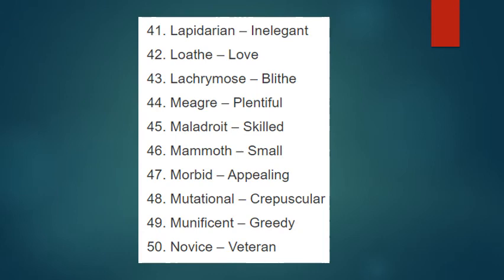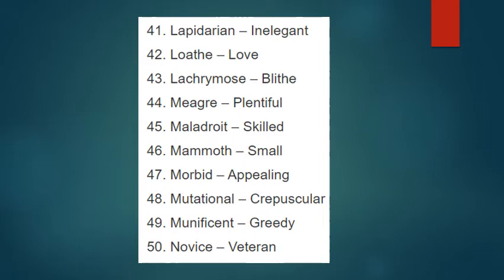Lapidarian, what does it mean? It's very polished. Lapidary is related to engraving on stones or cutting precious stones or gems. So very polished, very refined, and the opposite is inelegant. Elegant is refined, polished in manners. Loath, hate; the opposite is love. Lachrymose, very sad, very tearful. You feel like crying over that. And the opposite, blithe, very cheerful, carefree.